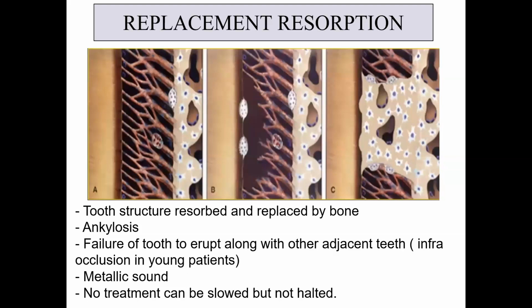And it happens along the root, in several places along the root. And it can have implications, maybe if the orthodontist, I don't think they like teeth like this. Failure of the tooth to erupt along with other adjacent teeth, and this is what will cause your infraocclusion in young patients. And a very good sign that the tooth is ankylosed during your follow-up on an avulsed tooth: when you are doing your percussion test and you get a metallic sound, it's likely that there is ankylosis happening. No treatment, you can't do anything really about this.